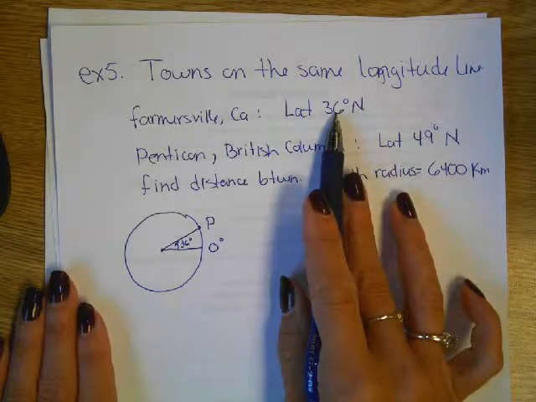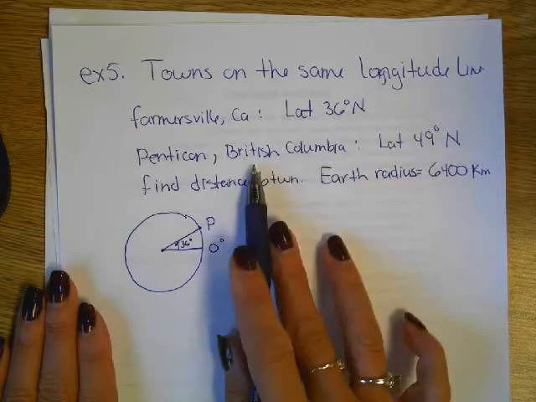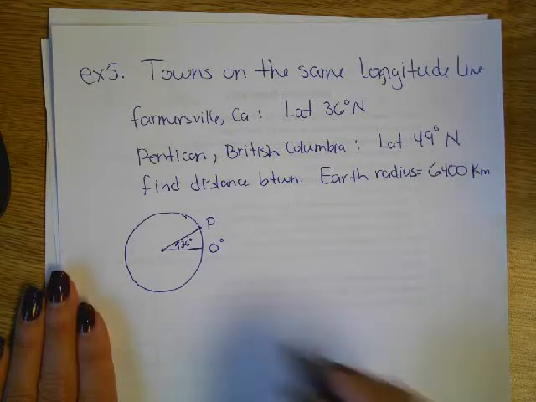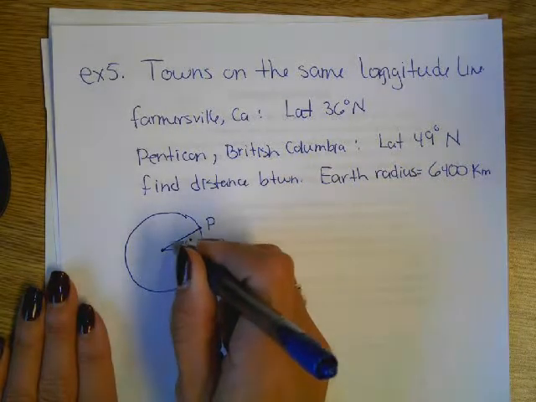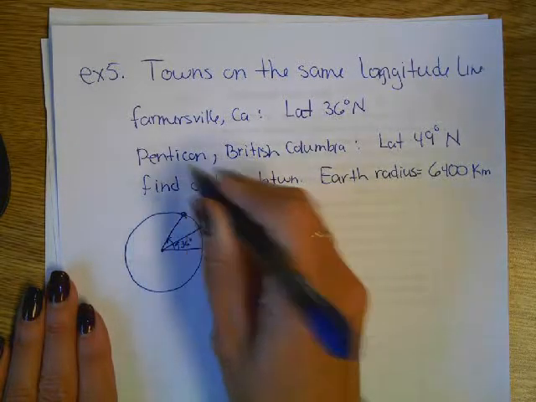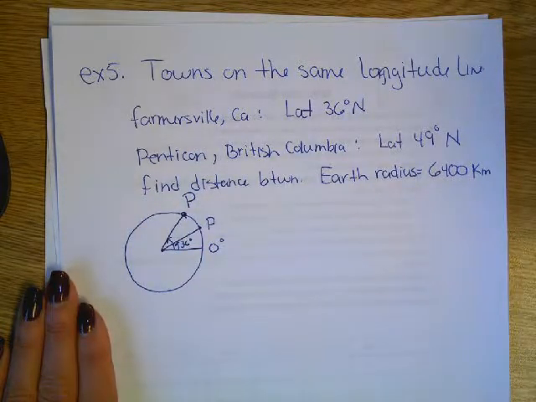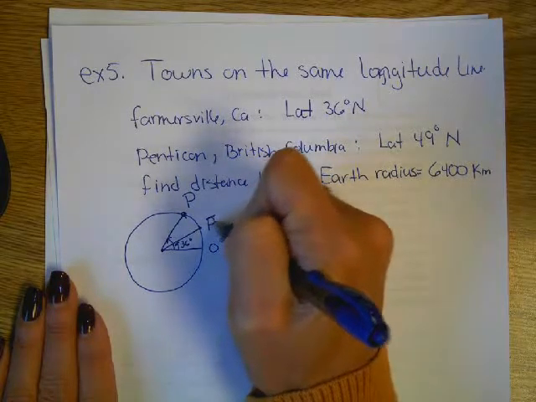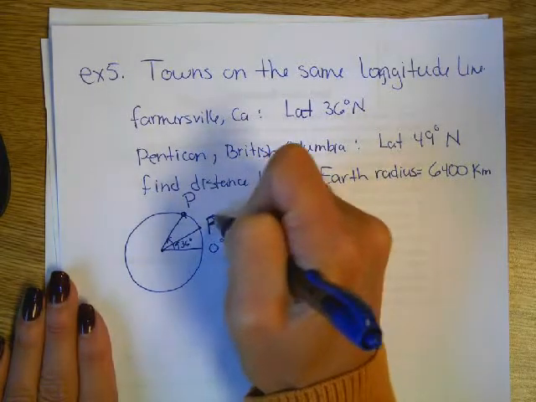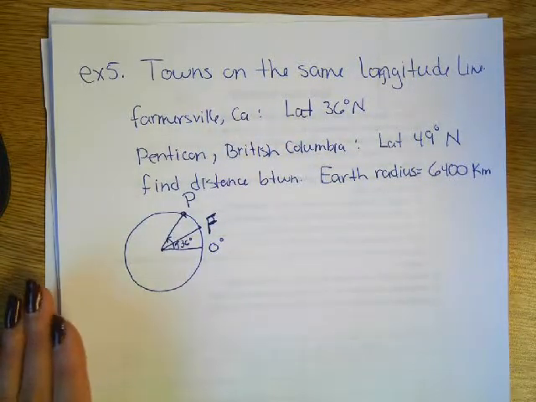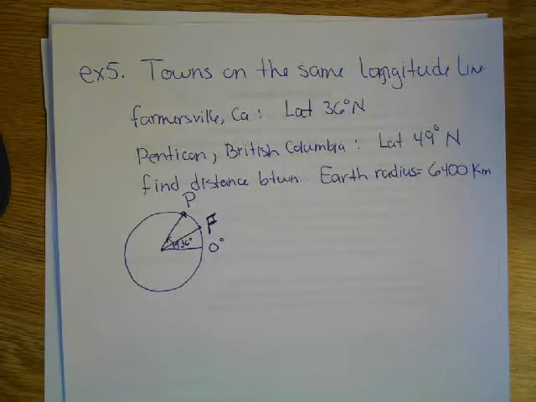Because these numbers are how far north and south of the equator. Now this Penticton, British Columbia is 49 degrees north of the equator. So we start at the equator and go up 49 degrees, and we will be in Penticton, British Columbia. The question is, oh, I wrote this wrong. Farmersville, my bad. Farmersville, F.